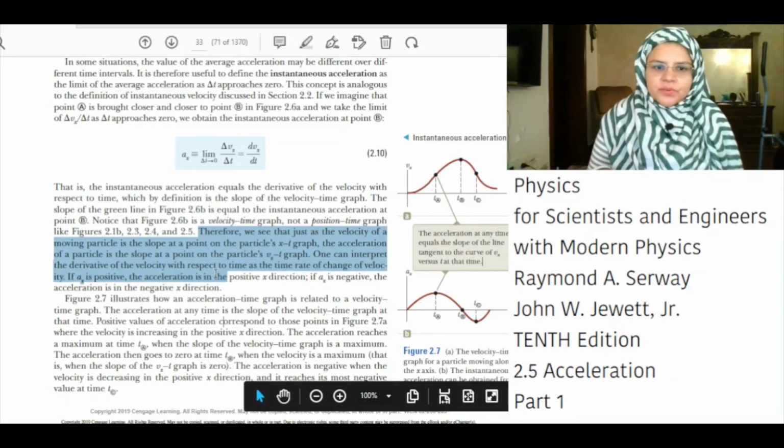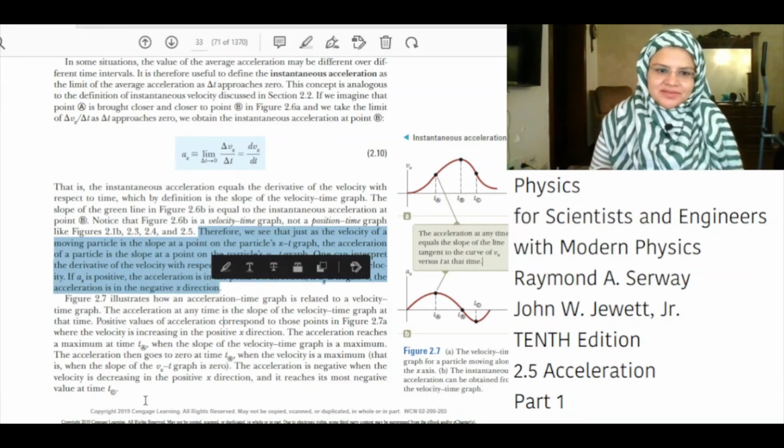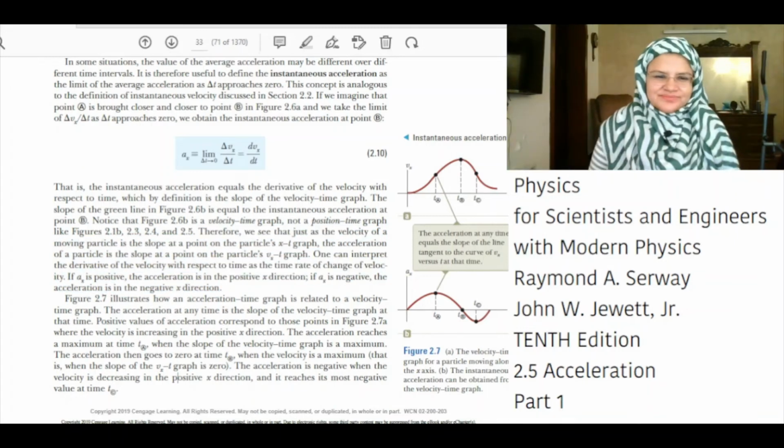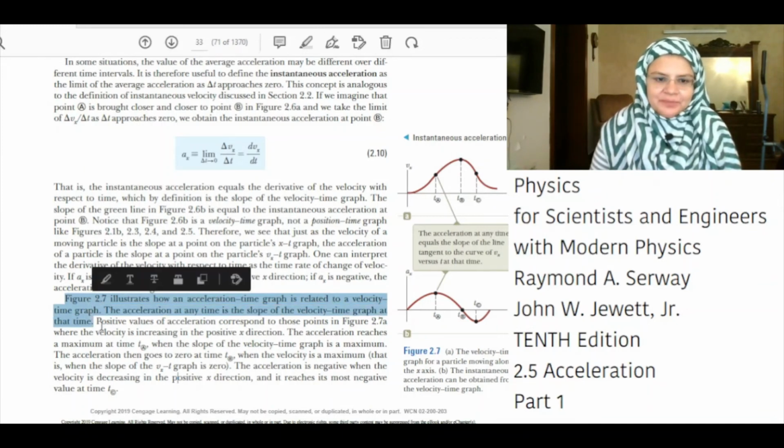If a_x is positive, the acceleration is in the positive x direction. If a_x is negative, the acceleration is in the negative x direction. Figure 2.7 illustrates how an acceleration-time graph is related to the velocity-time graph. The acceleration at any time is the slope of the velocity-time graph at that time.